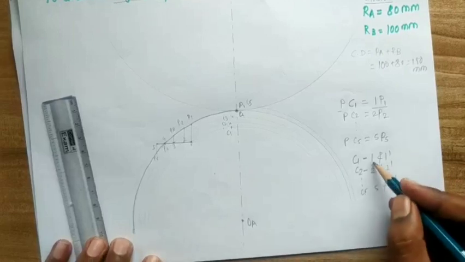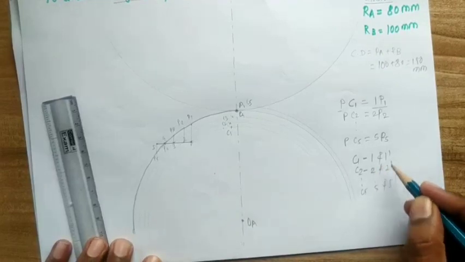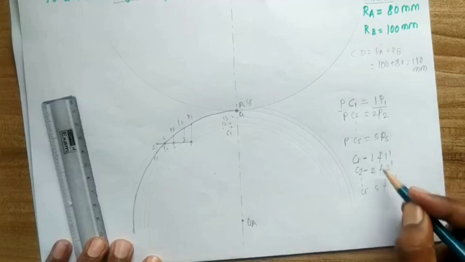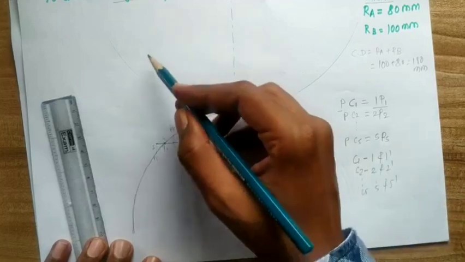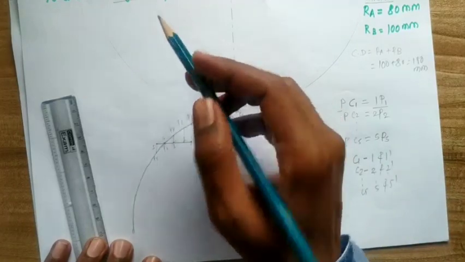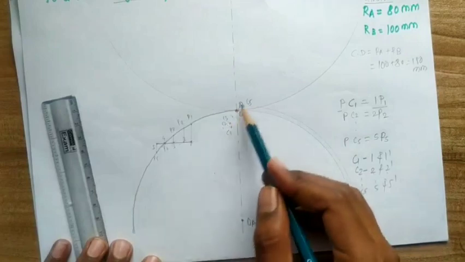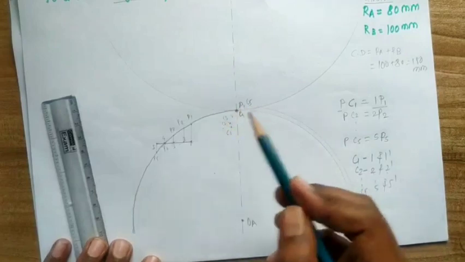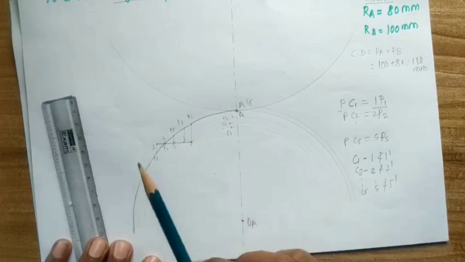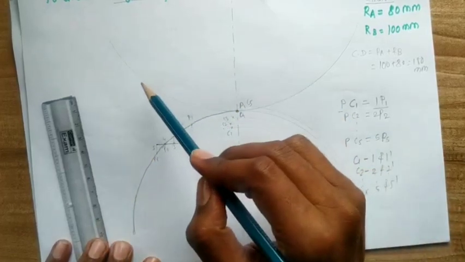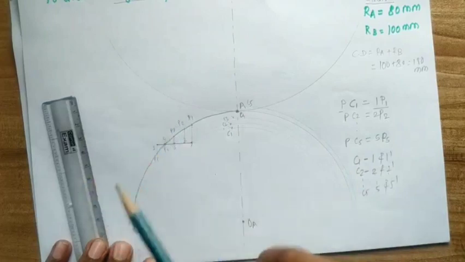Now I know 1, 2, 3, 4, 5, but I don't know 1 dash, 2 dash, 3 dash, 4 dash, 5 dash. Finding 1 dash to 5 dash is nothing but finding the profile of gear tooth B, and that profile will be the conjugate profile. Why is it a conjugate profile? Because here I use the law of gearing, and the profile which satisfies the law of gearing is called a conjugate profile. So my next step is to get these points 1 dash to 5 dash.